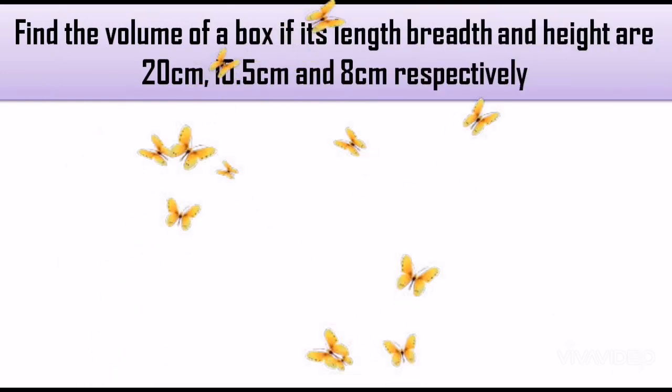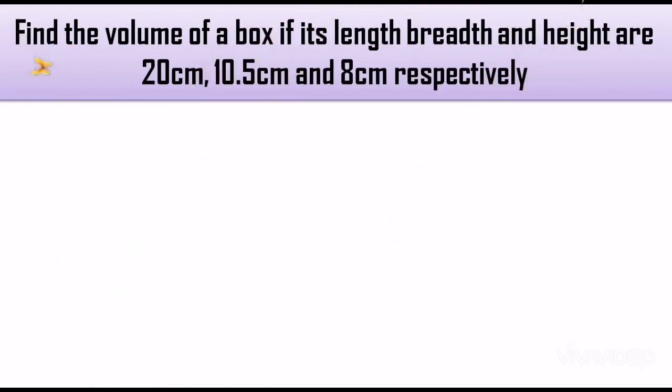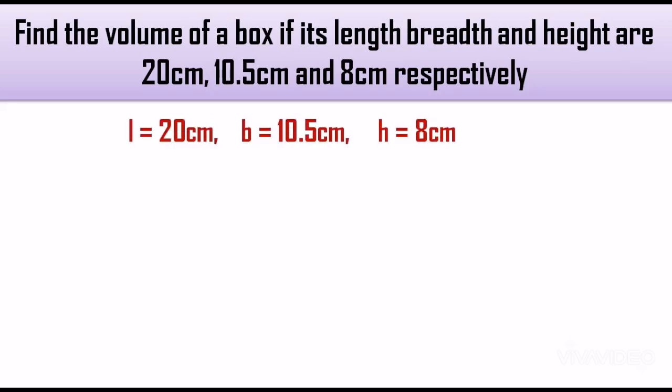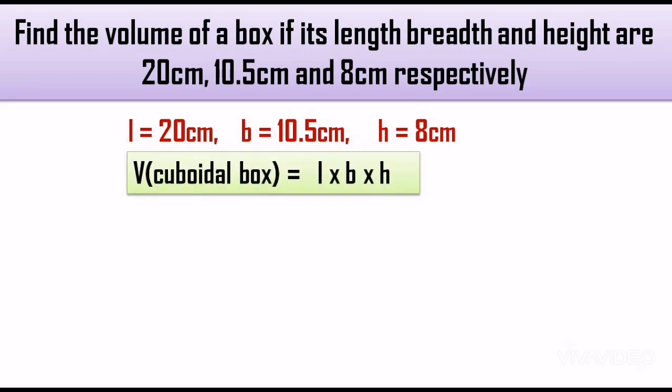We are given different dimensions, that is length, breadth and height of the box, and we need to calculate the volume of that box. Of course, as the dimensions are different, that is 20 centimeter, 10.5 centimeter and 8 centimeter, we can surely say that the given box is cuboid or cuboidal. And we know what the formula for the volume of a cuboidal box is now? Length into breadth into height.